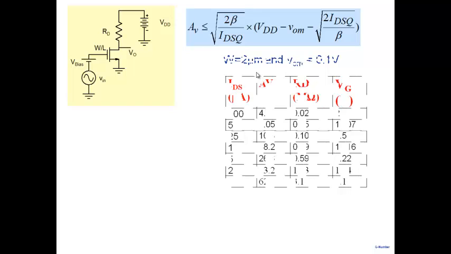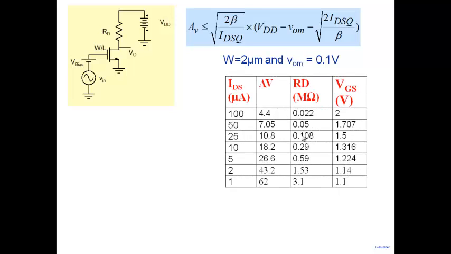Okay, I'm increasing RD here, and of course, how do I reduce the value of IDSQ? I reduce it by reducing the value of VGS. So I'm reducing VGS, and note what is happening to the gain. It starts 4.4, 7, 10, 18, 26, 43, 62. Okay, so gain is increasing with reduction in current here.